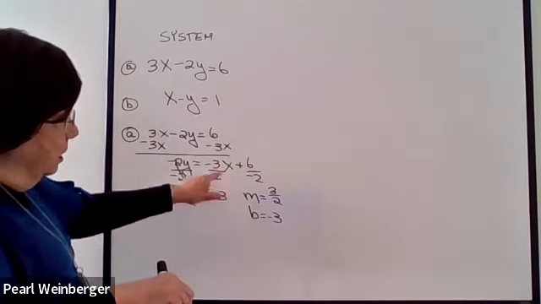Notice this was a consistent system of equations, and what you have to do when you're solving a system of equations is find the point that the two lines have in common. That is called the solution of the system of equations.